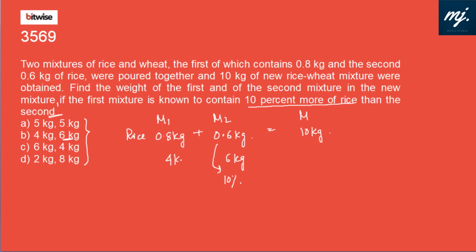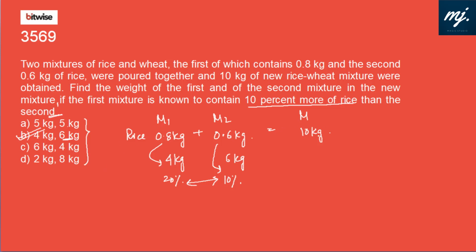And if I take 4 kg of the first mixture, then 0.8 will become 2. That is 20%. Bingo, it fits in. It fits in. 20% is 10% more than 10%. That means the weights they are looking for are 4 kg and 6 kg.